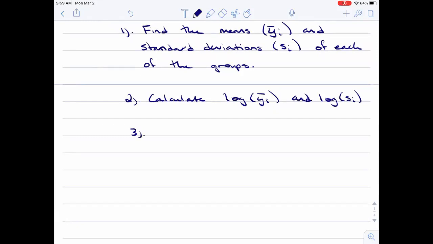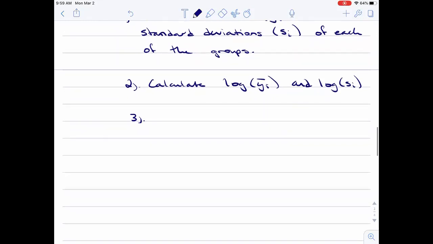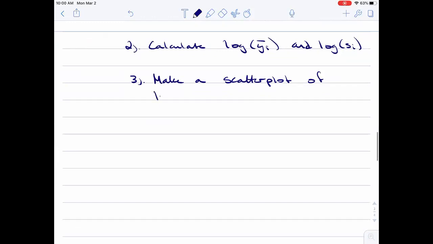Step 3, what you're going to do is make a scatter plot of the log of the standard deviations against the log of the means. Don't be jolted if you only have 4 categories, for example. You're only going to have 4 dots on your scatter plot. So it might look a little bit weird, but that doesn't matter. So make a scatter plot of the logs of the si's versus the logs of the yi bars.